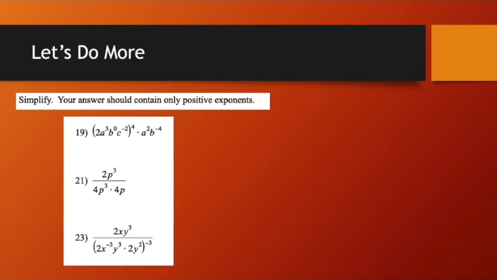We're doing some dividing now. We don't have to touch the exponents because they're all positive. But there's some p's in the numerator and denominator.